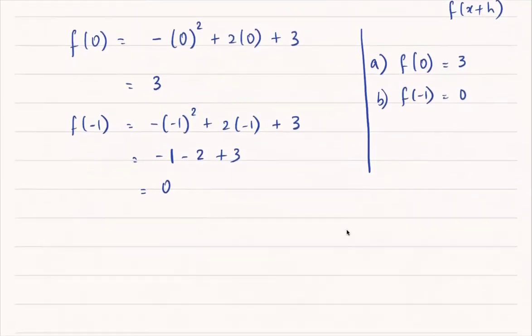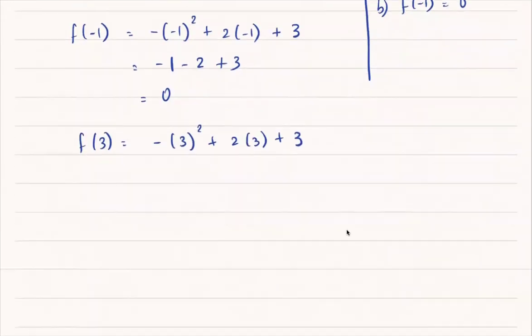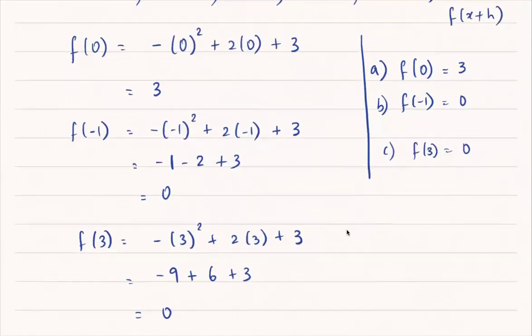So the next one is f of 3. Again, do the same thing, substitute and simplify. Negative 3 squared. So 3 squared is 9. Negative times 9 is negative 9. 2 times 3 is 6. And this is also 0. So f of 3 is also 0. So what does that mean? This function has another x-intercept at x equals 3.